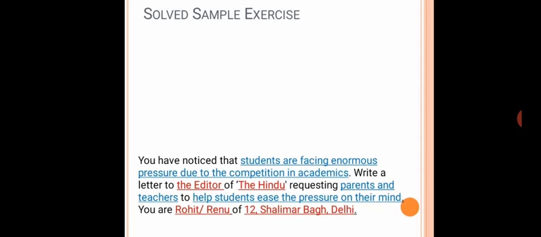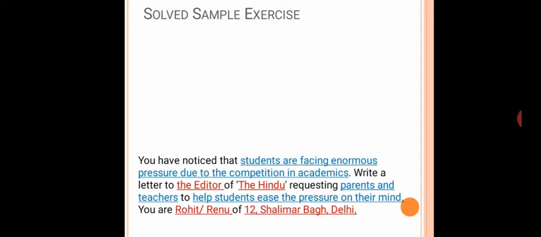Now, the points highlighted in red color are the points that can be used in the format part, and the points that are highlighted in blue are the points that can be used in content of the letter. Now the letter is to be written basically because we want to share our views about students facing enormous pressure due to competition in academics. So that is the basic idea that gives us the subject of the letter as well, and that also gives us the main idea around which the other ideas are to be developed for the second paragraph.